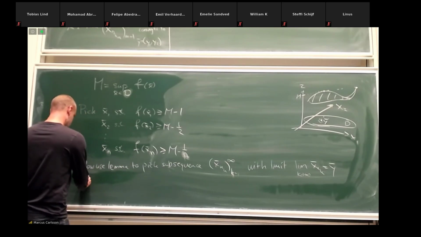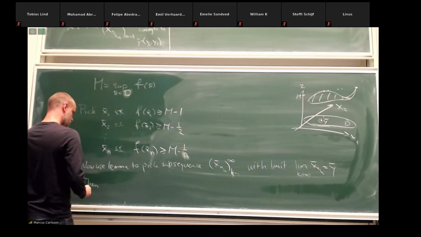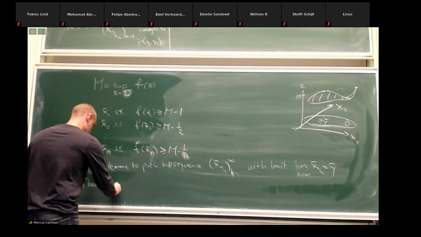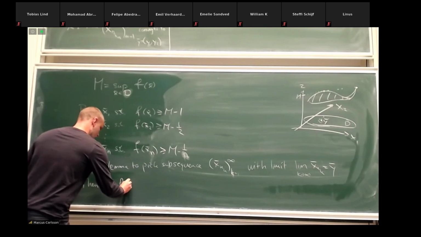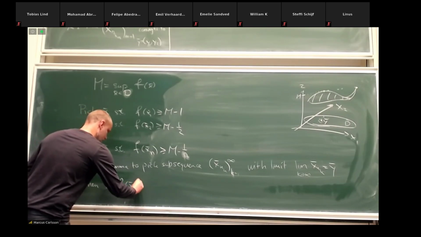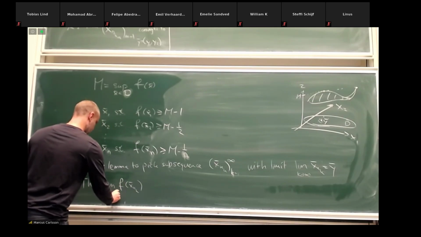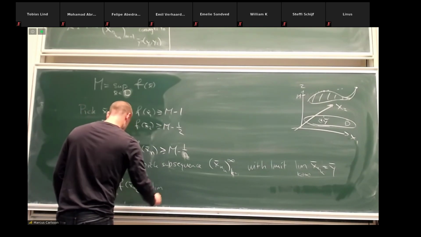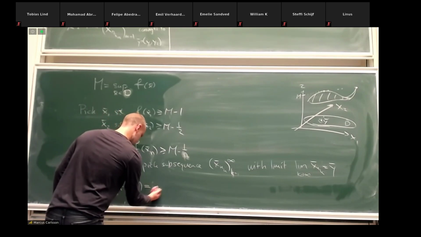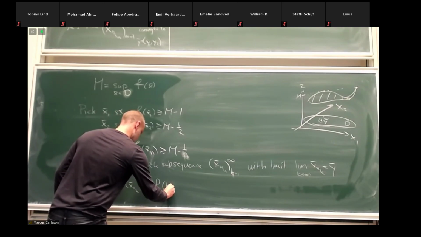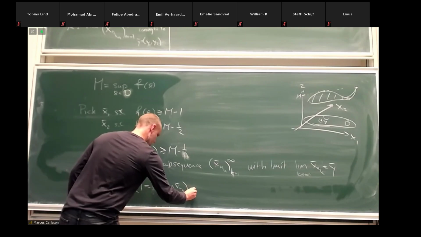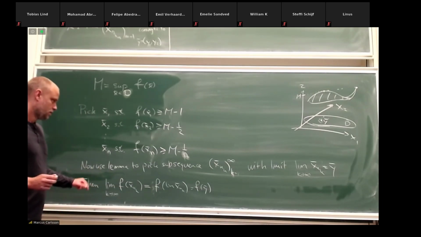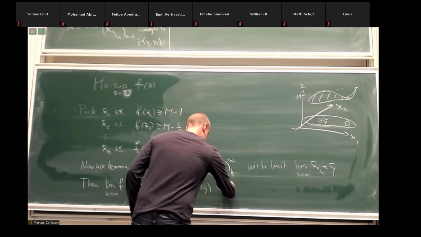And basically then, by continuity of f, we can take the limit of f of x_{n_k} as k goes to infinity. So f is continuous, I can move this limit inside. So then I get f of the limit of x_{n_k}, which is the same as f of y. And this, I claim, is equal to m.